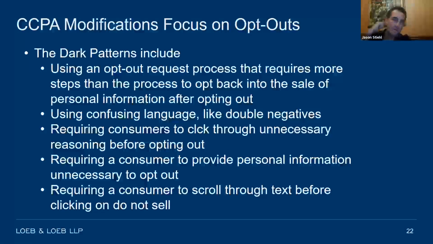They define dark patterns as follows on the slide. Using an opt-out request process that requires more steps than the process to opt back into a sale. Using confusing language like double negatives. Requiring consumers to click through unnecessary reasoning before opting out. Requiring a consumer to provide any personal information before opting out. Or requiring a consumer to scroll through text before clicking on the do not sell.